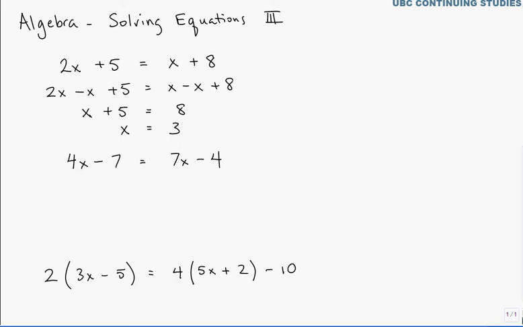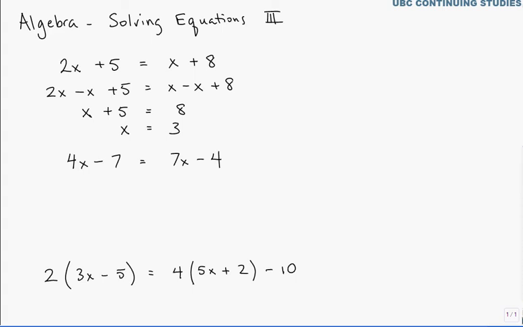And of course, as always, you can check your answer by plugging in 3. On the left-hand side, you have 2 times 3 plus 5. That's 6 plus 5, or 11. On the right-hand side, you have 3 plus 8, which is 11. So it's a true statement. So let's try it again for this one.